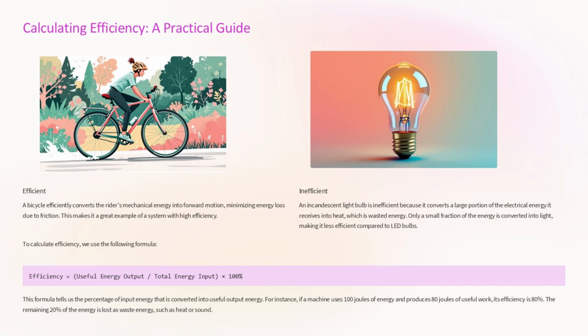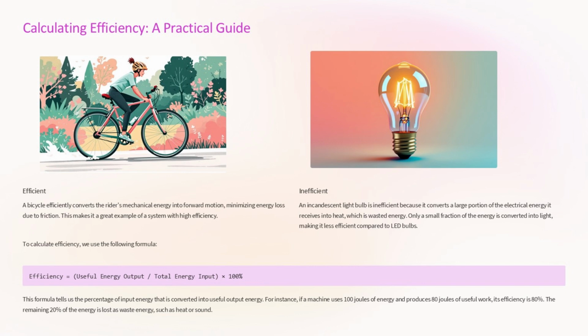We can calculate efficiency using the formula: efficiency equals useful energy output divided by total energy input, times 100%. This tells us the percentage of input energy that is converted into useful work. For example, if a machine uses 100 joules of energy and produces 80 joules of useful work, its efficiency is 80%. The remaining 20% of the energy is lost as waste, like heat or sound.